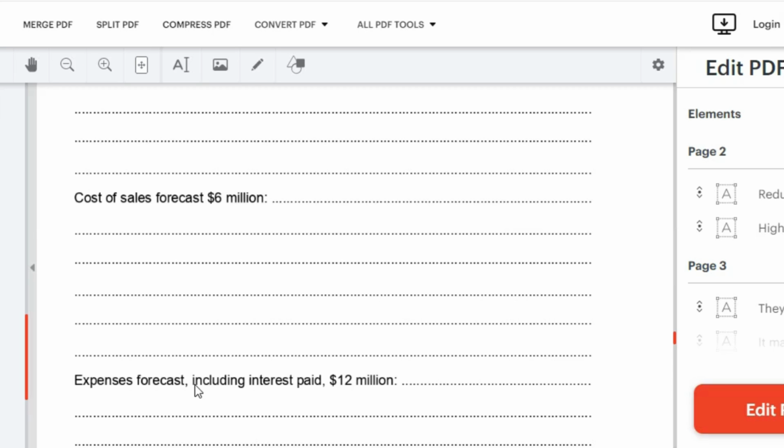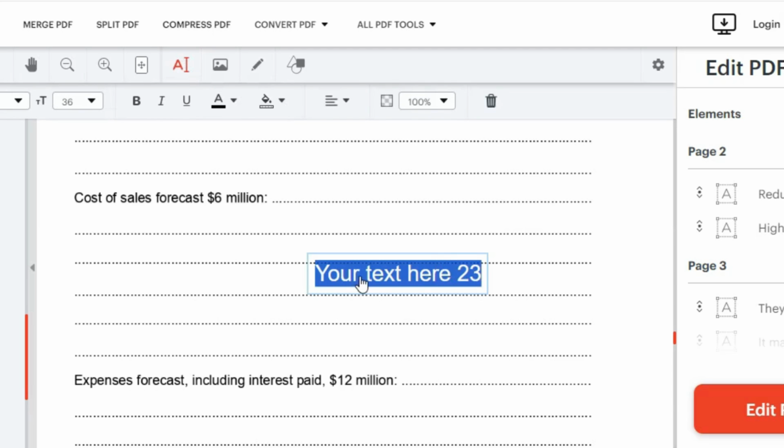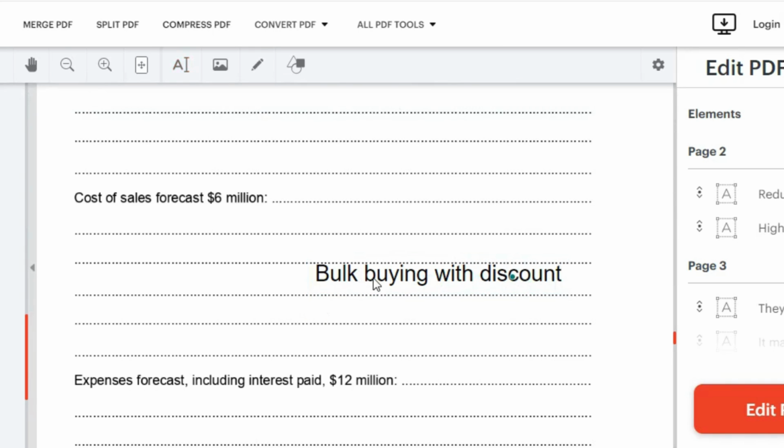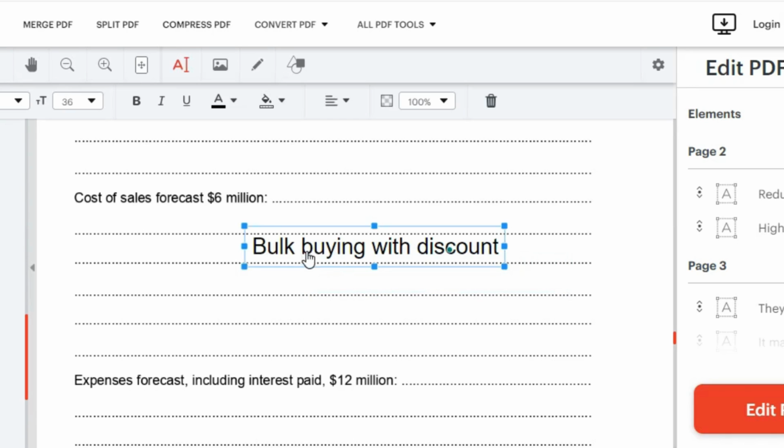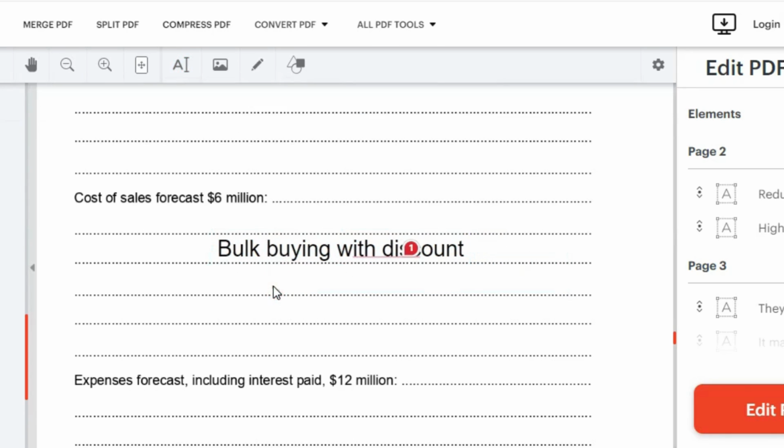And also bulk buying discounts, if bulk buying discount is applied, can also increase by a smaller amount than $3 million due to purchasing economies of scale. The salient point here is bulk buying with discount. Of course, if the company is buying in bulk, it will also reduce their cost of sales per year.